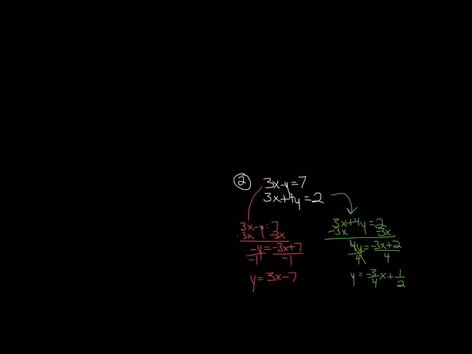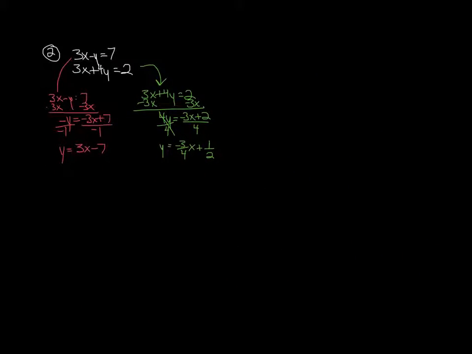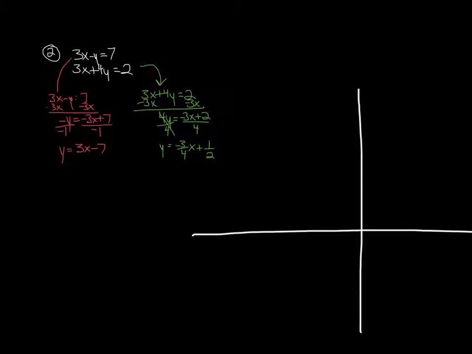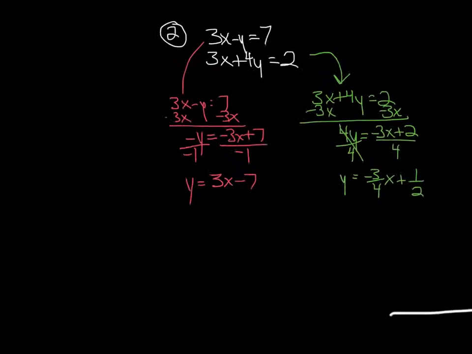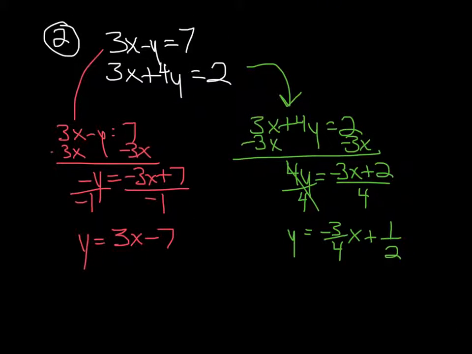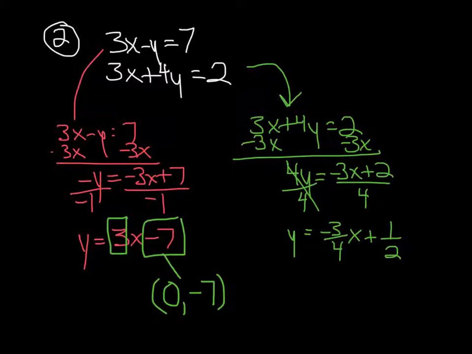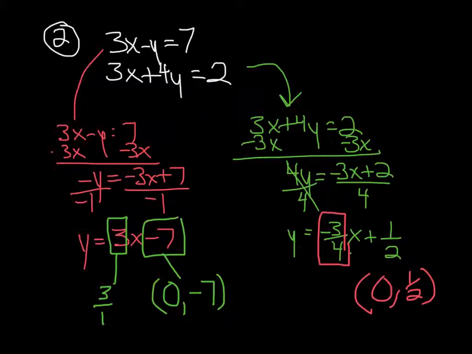All right, so if we wanted to graph this, we've got our graph over here. And on the left, let me zoom back in real quick. 3 would be our slope, and our y-intercept would be 0, negative 7. So that 3 is going to be 3 over 1. And our slope here on the right one is negative 3 over 4, and our point is actually 0, 1/2.